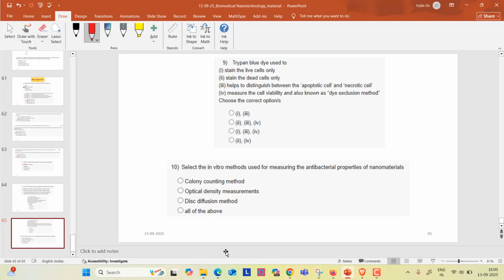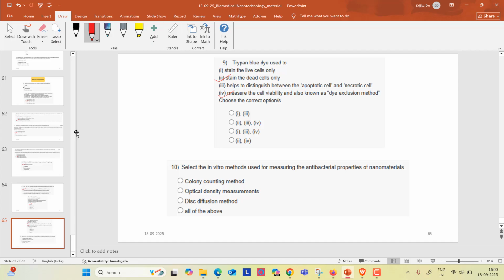Answer 2, that is 2, 3, 4. Answer 2 is correct. It stains dead cells. And also 4 is correct. It measures the cell viability and is also known as the dye exclusion method.